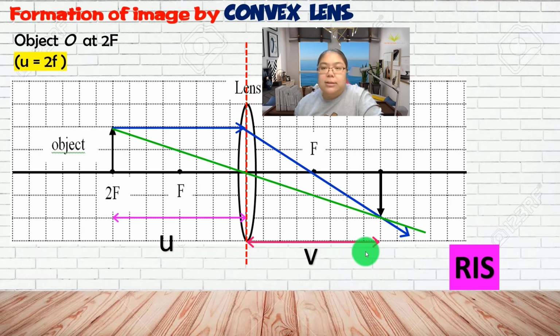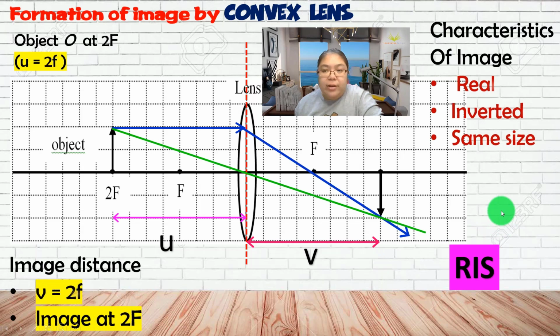Okay, let's see the characteristic. Real, inverted. Okay, now we don't have any magnification. It's the same size. So from here, the short form is RIS. That's RIS. Okay, the image distance V equals 2F. Image at the 2 focal point. Okay, so this one is the image distance information. Then the next one, I still want to move my object further again. Then we see what happens to the image.